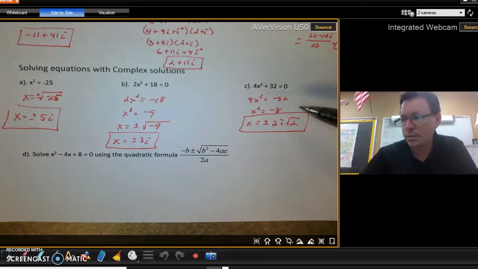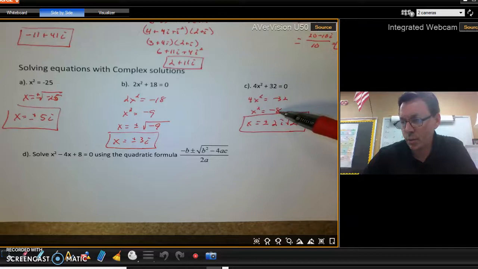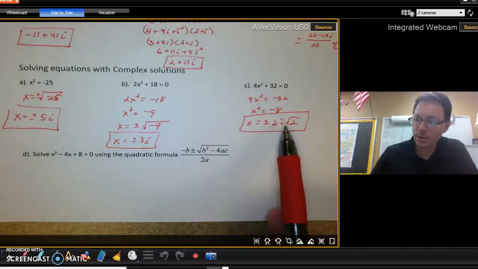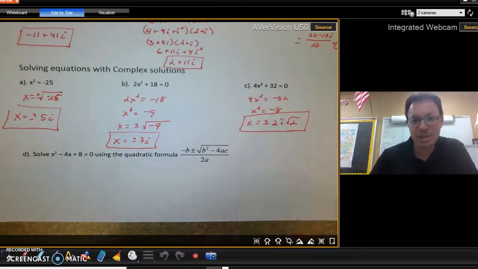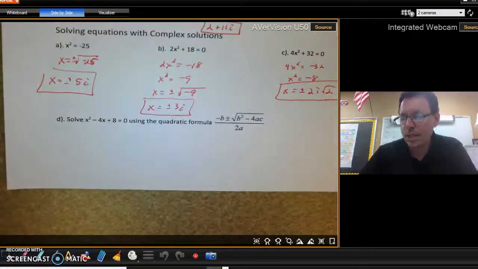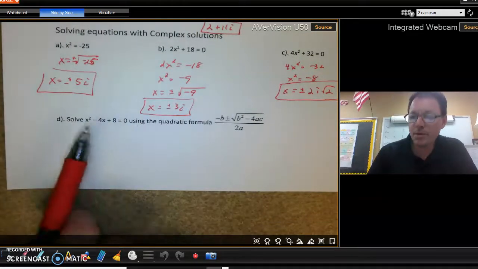And that's what you should get. Okay, move the 32 over, it becomes negative 32. Divide everything by 4, you get negative 8. And then you have to take the square root of negative 8. Well, the square root of 8 is 2 radical 2. But then there's also going to be that i because we were trying to take the square root of a negative.